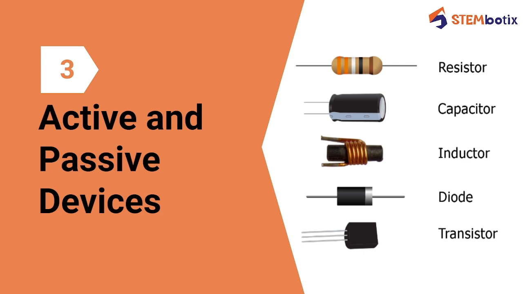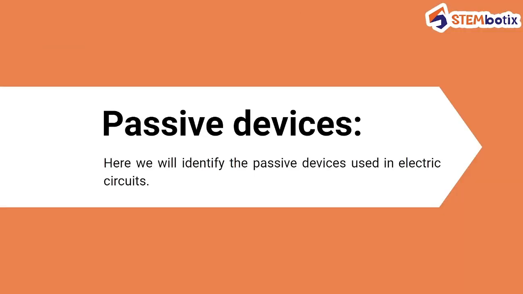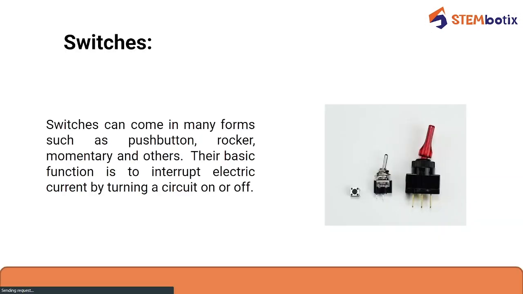Now, the third category is active and passive devices. So, let us see the active and passive devices in electronics. The passive devices are the elements or components which don't require a particular or dedicated power source. The first example of them is switches.